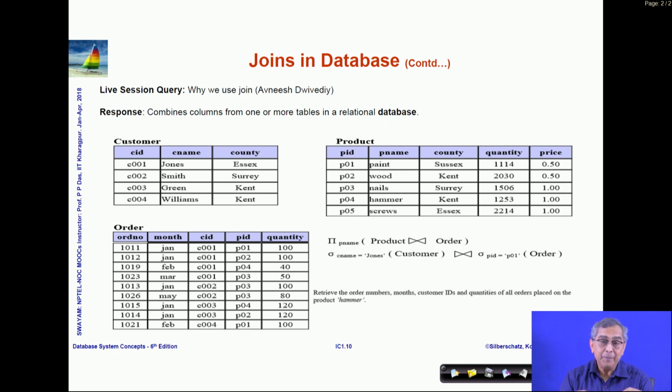I perform join, and performing join between order and customer, I can find out the county of the customer. Performing join between order and product, I can find out the county of the product, and then I can check whether they are equal, say it's an intra county delivery, and if they are not equal, I say this is an inter county delivery. So, these kind of answers can be provided, and that is the reason the only way to do this is join.